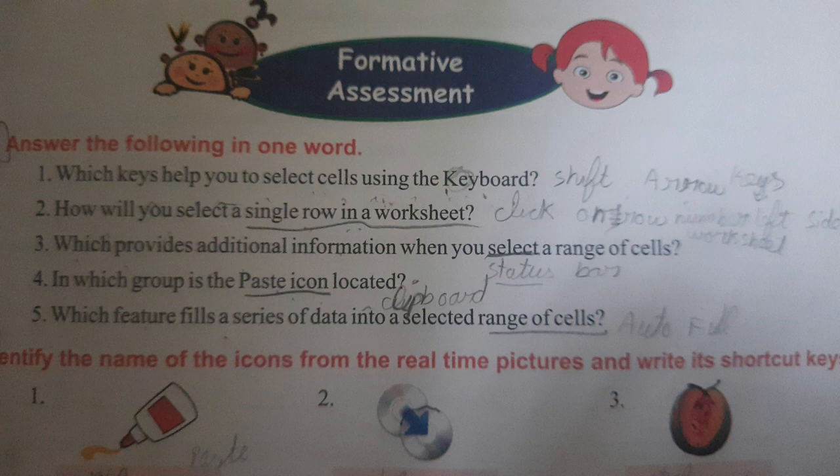Identify the names of the icons from the pictures and write their shortcut keys. First one, you can see the icon used for pasting the values in cells: Control plus V. So the answer for this question is Control plus V, pasting the selected values. Third one, copying data, Control plus C. If you want to copy the data, press Control plus C. Fourth one, cut. If you want to cut some data, press Control plus X. Control plus X is the answer.